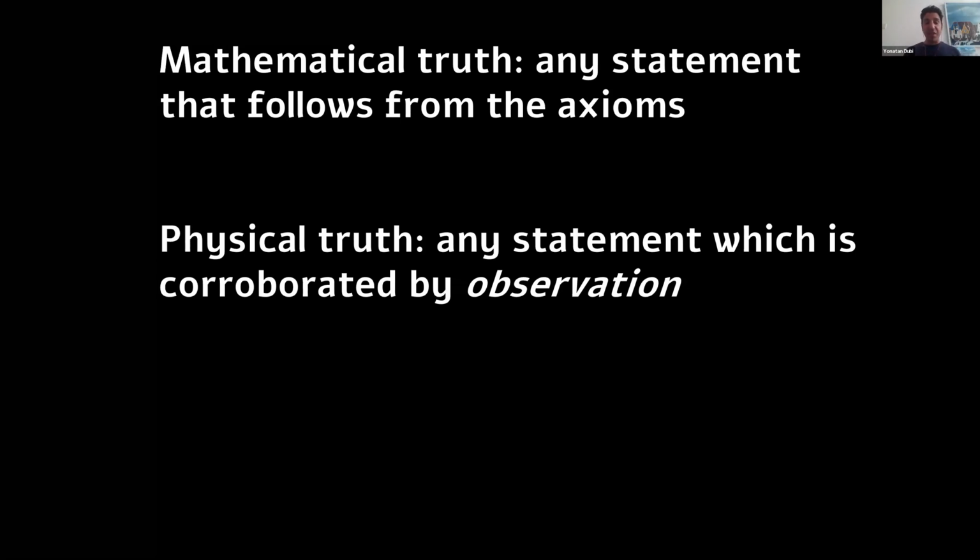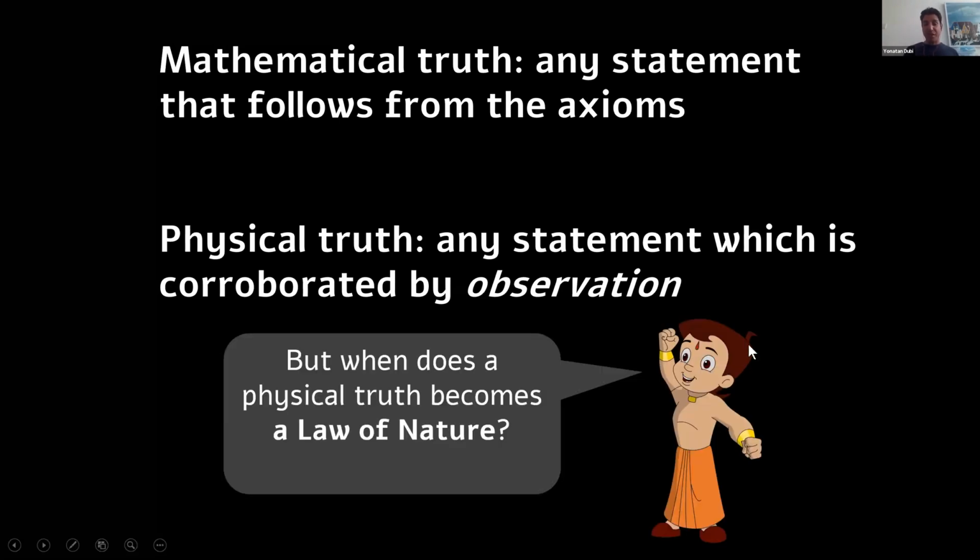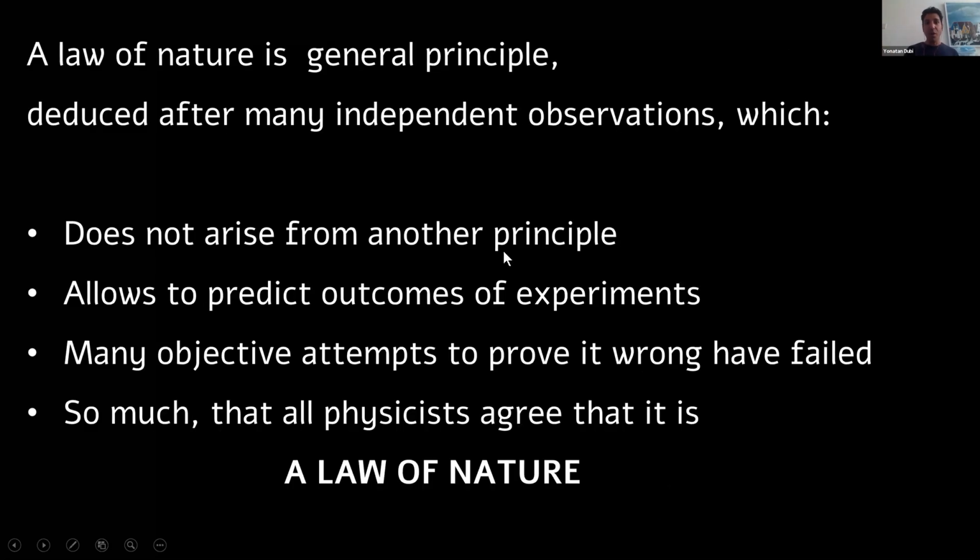In physics, things are different. In physics, any statement which is corroborated by observation is true. So the only thing that is true in physics is the observation. So the truth is that if I take this marker and I let go, it will fall down, right? The law of gravity is not truth. The truth is just that this pen falls down. That's a big difference. And then we said that physical truth becomes a law of nature, right?